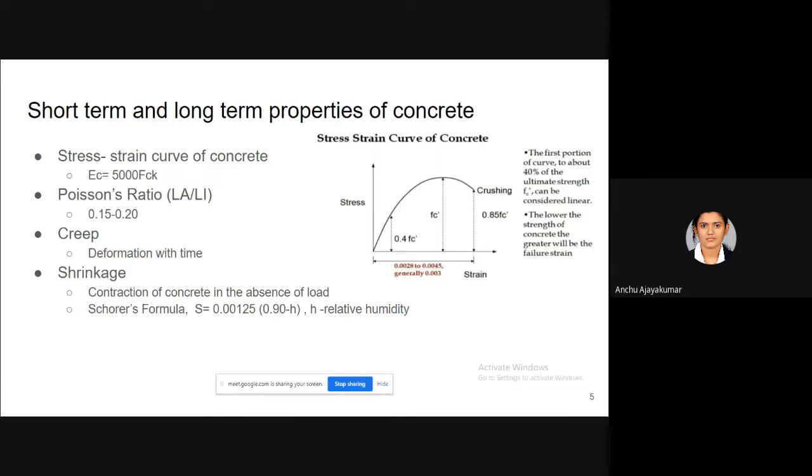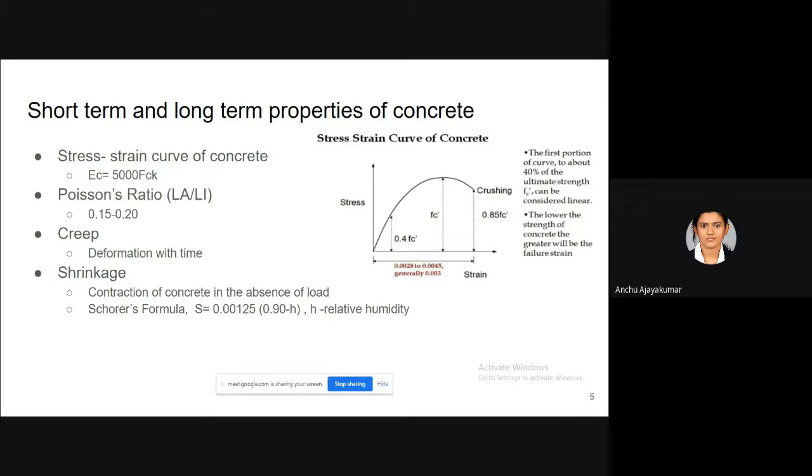Next, short-term or long-term property is Poisson's ratio. For Poisson's ratio, I will give you a code word, LALI. Poisson's ratio is nothing but LALI: lateral strain to linear strain. It is the ratio of lateral strain to linear strain. You may see equations like lateral stress to linear strain, or linear strain to lateral strain. This kind of confusion will be there.